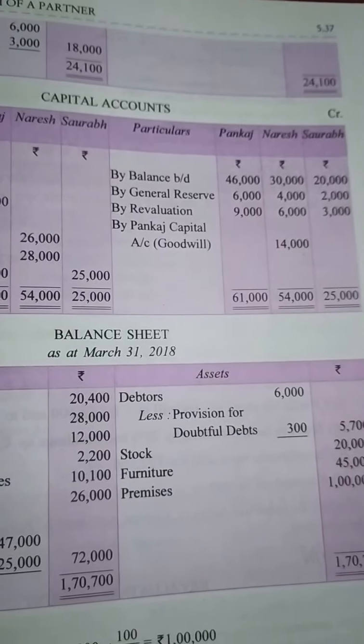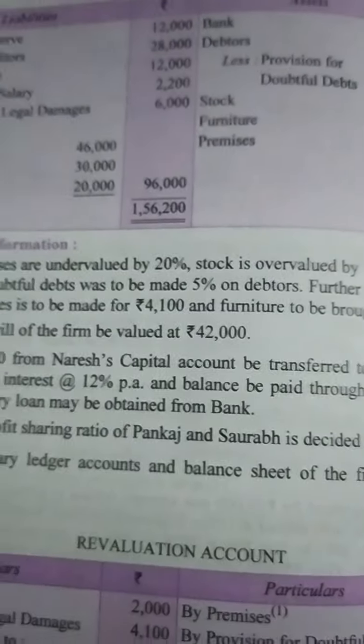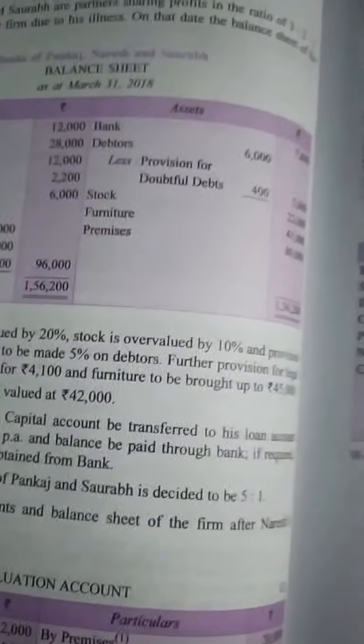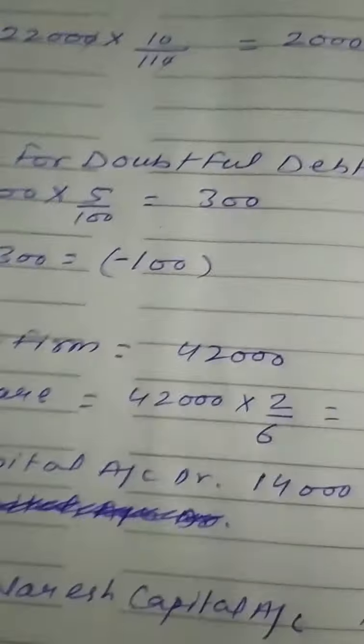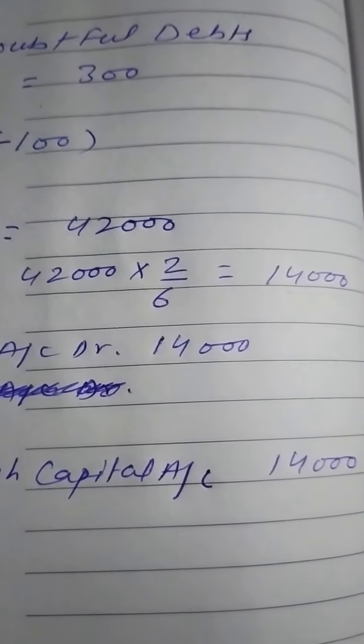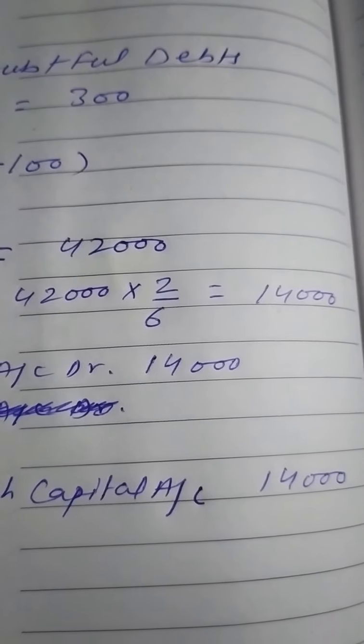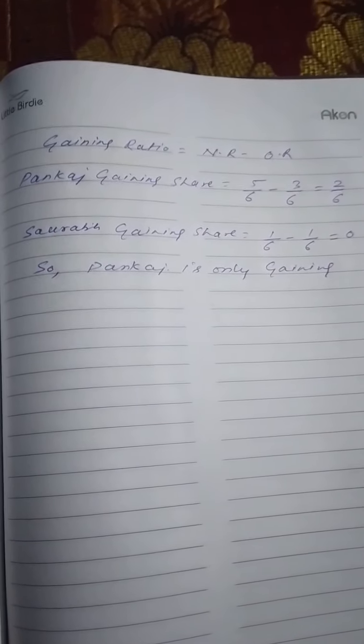Now, goodwill of the firm is 42,000. You need to just find out the share of retiring partner. The share of retiring partner is 42,000 multiplied by 2/6, 14,000. This amount 14,000 will be given by the gaining partner, and here you can see this calculation I have done for the gaining ratio, new ratio minus old ratio.